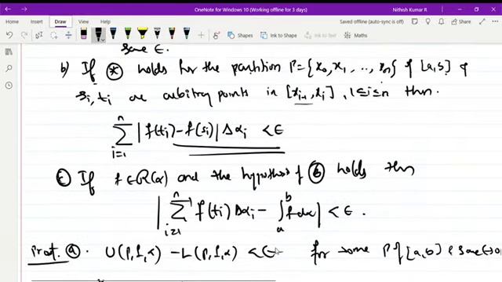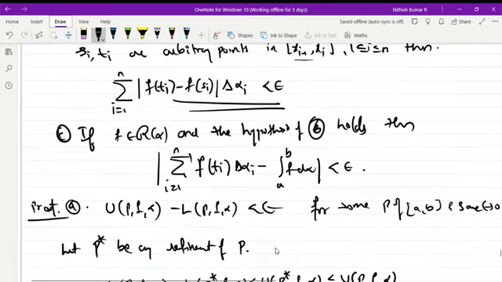Yes. Now we shall prove the third one, that is, if f is Riemann-Stieltjes integrable and the hypothesis of (b) holds. Let's prove this relation.